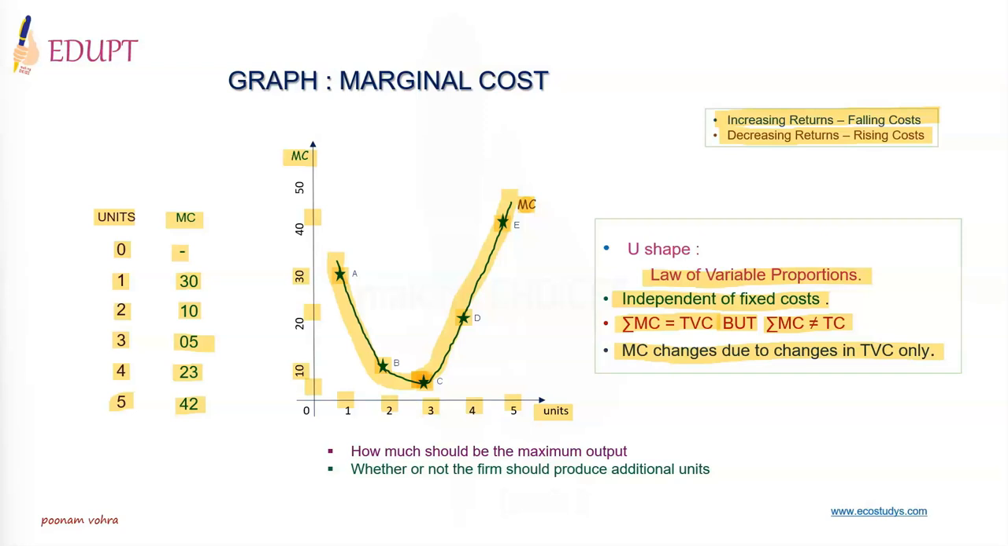And what is the relevance of marginal cost? It tells us how much should be the maximum output, whether or not the firm should produce additional units. So marginal cost is essential as it provides answers to many questions.